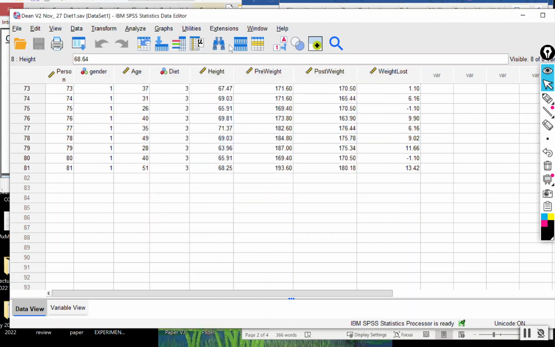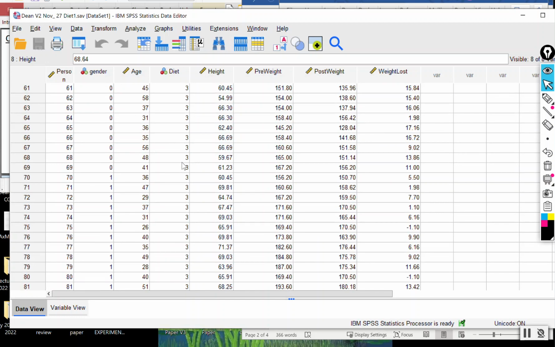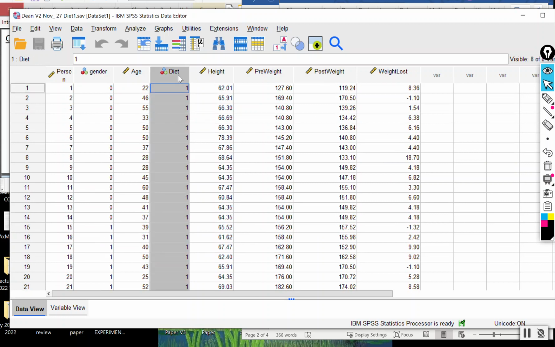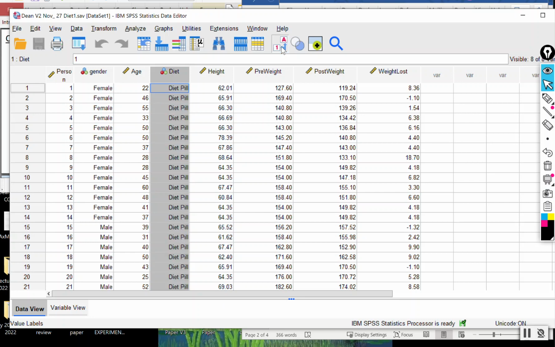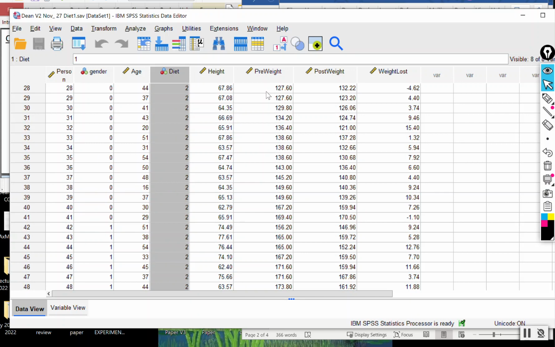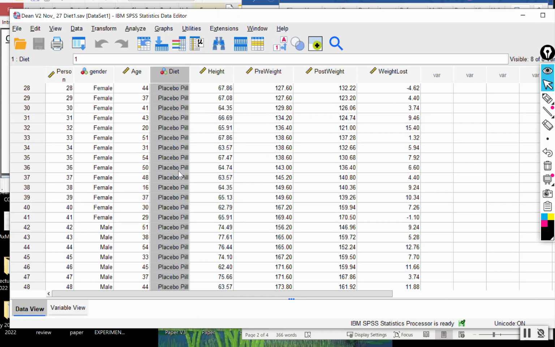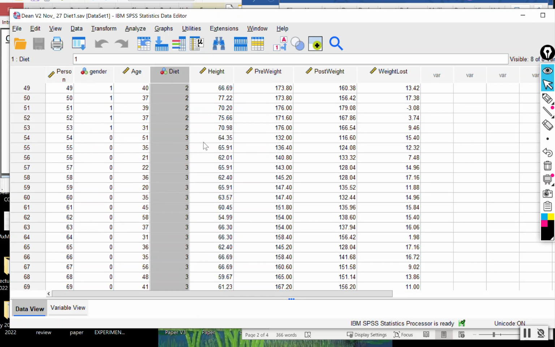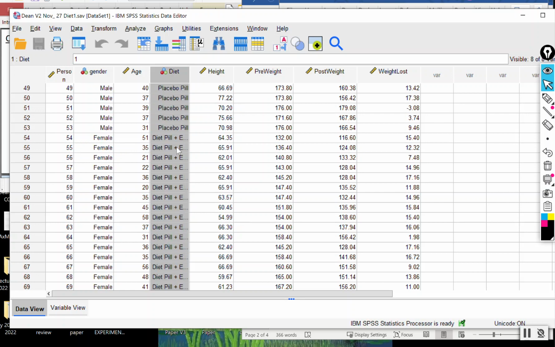Before I do that, I made a mistake here. I need to show you this. We have 3 conditions to the diet here. You've got to check this data to see these 3 conditions. If I toggle this, I'll see the 3 conditions. Condition 1 is the diet pill condition. Condition 2 is the placebo pill. And condition 3 is diet pill plus exercise.